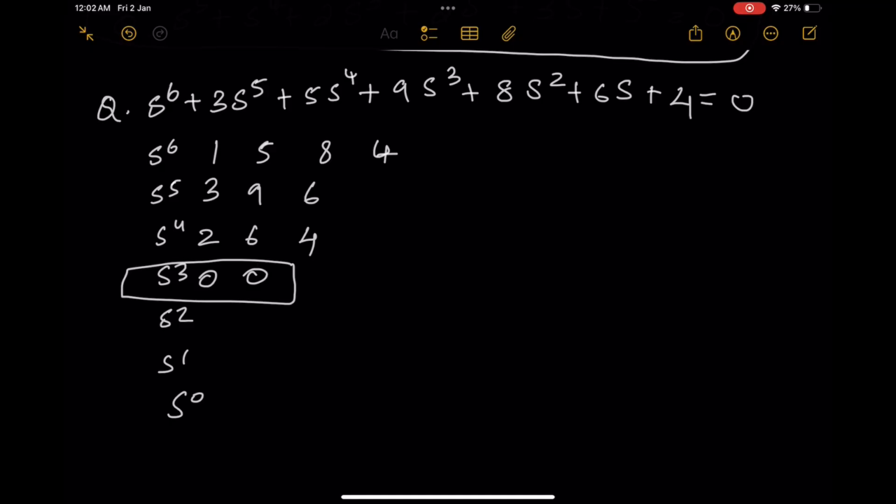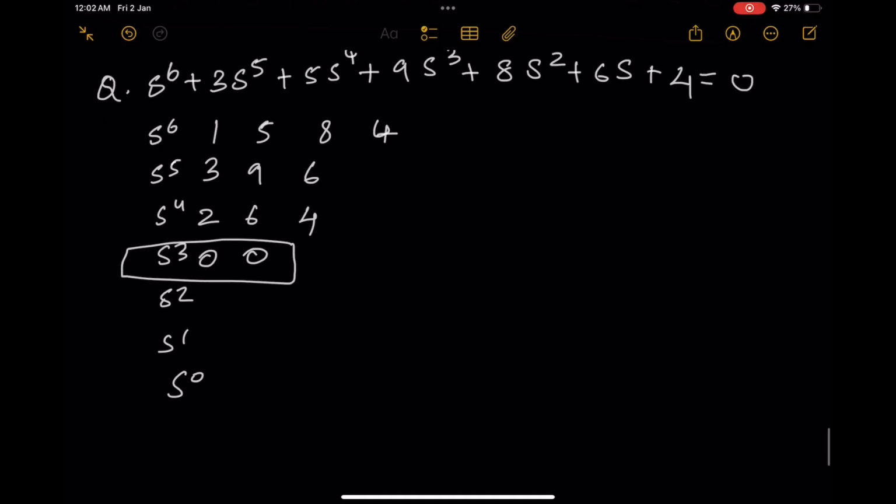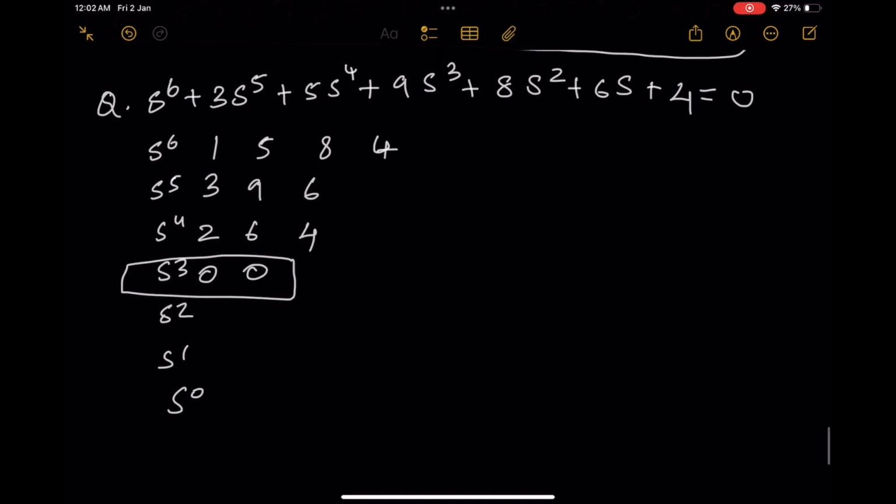So that's why I said this is a different kind of problem. Our first problem was also different, but there only the first term was 0. But here all the terms in the given row are 0. So how are we going to solve it? It's very simple. We'll form an auxiliary equation.